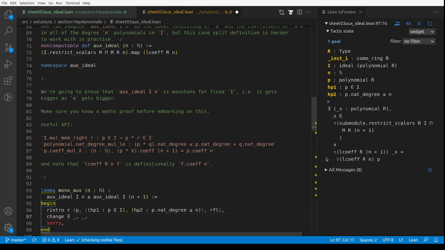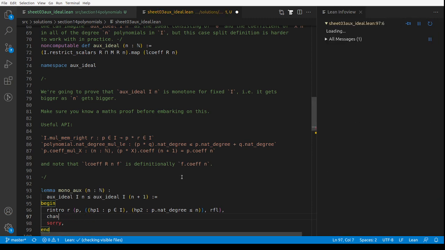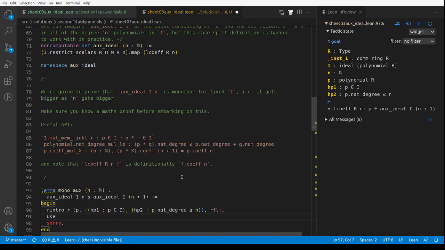Yeah, you see the goal is actually exists. There exists a polynomial which is in I and has degree at most n plus 1, and the coefficient of x to the n plus 1 is the same as the coefficient of x to the n in P. So this polynomial is P times x. So we can use, or x times P.